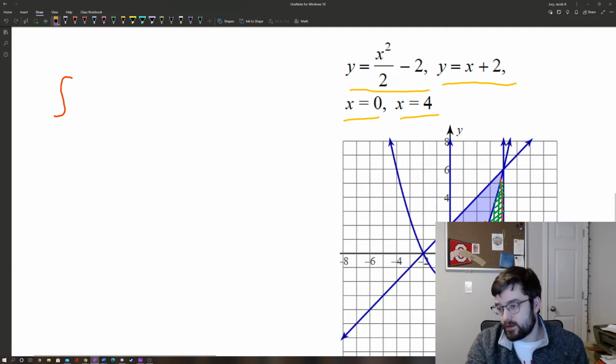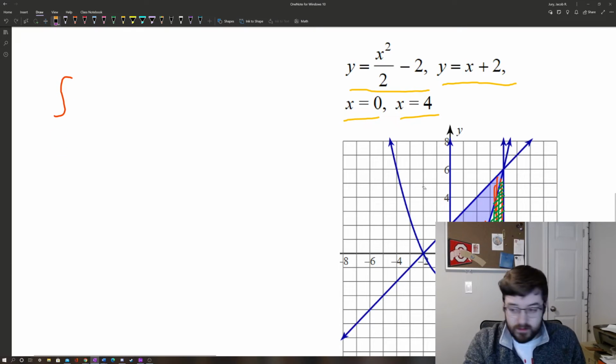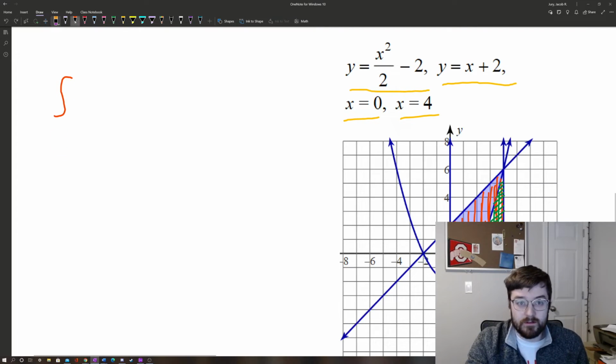So here it is without me having that orange area in there. The orange area that I just was talking about is kind of easy to describe. So we're going to use our bounds. From 0 to 4, and I'm sorry, I'm going over time a little bit. From 0 to 4, I want to integrate my linear function, so x plus 2.